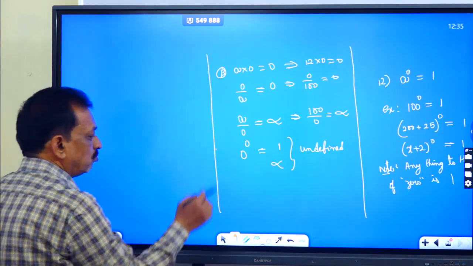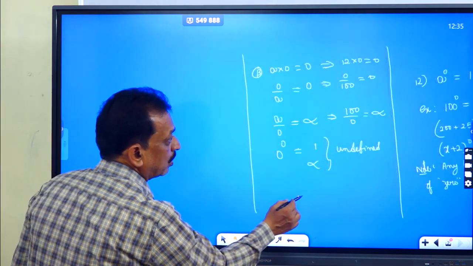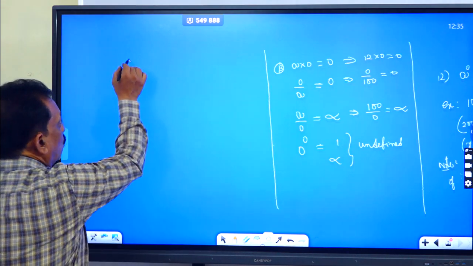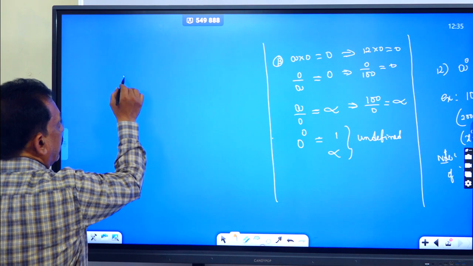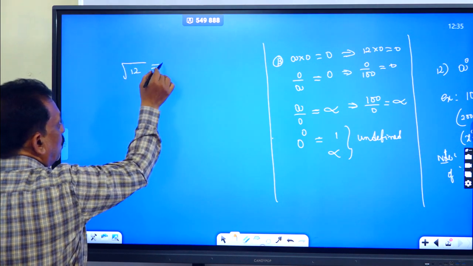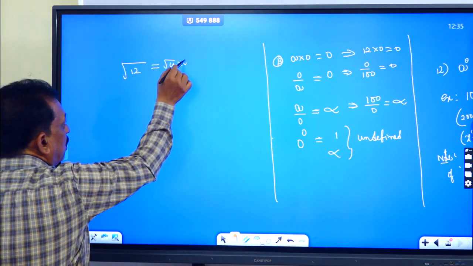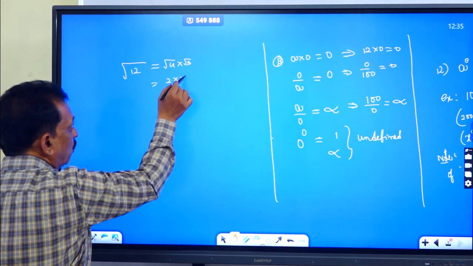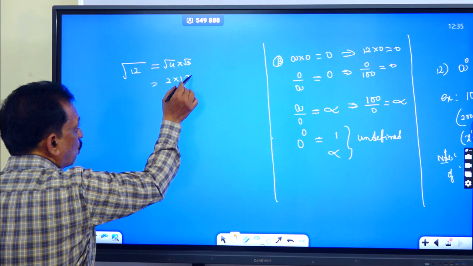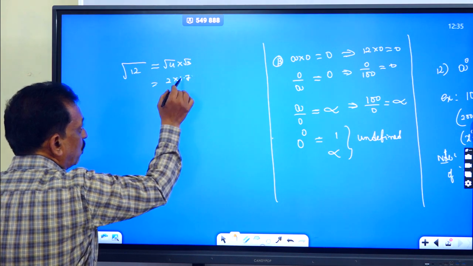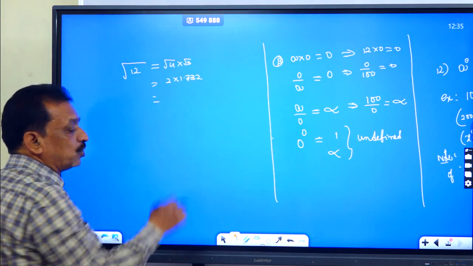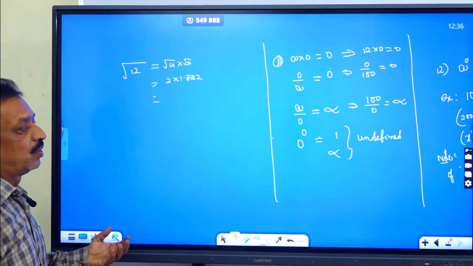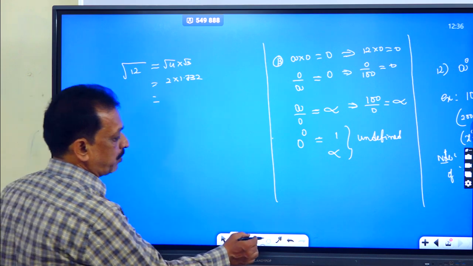Now, just one example. Square root of 12 is equal to root 4 into root 3. Good. But you know the perfect roots: root 4 is equal to 2 and root 3 is 1.7. Now I will give you some square root values which will be 100% useful, 200%. So no need to do the root finding. We can directly go and get approximate values.